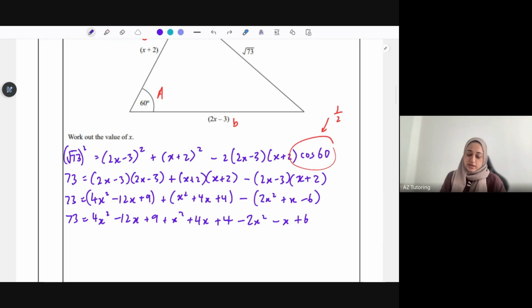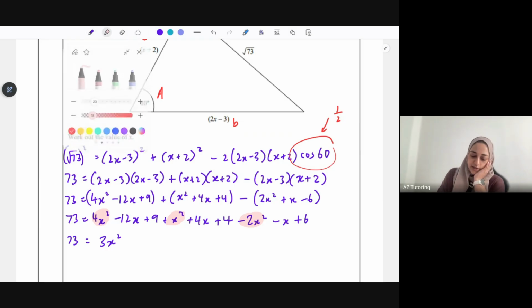Now let's just collect our like terms. So we've got 73 equals, let's get all our x squareds together. So we've got 4x squared plus x squared minus 2x squared. So that gives us 4 plus 1, which is 5. 5 minus 2, we've got 3x squared.